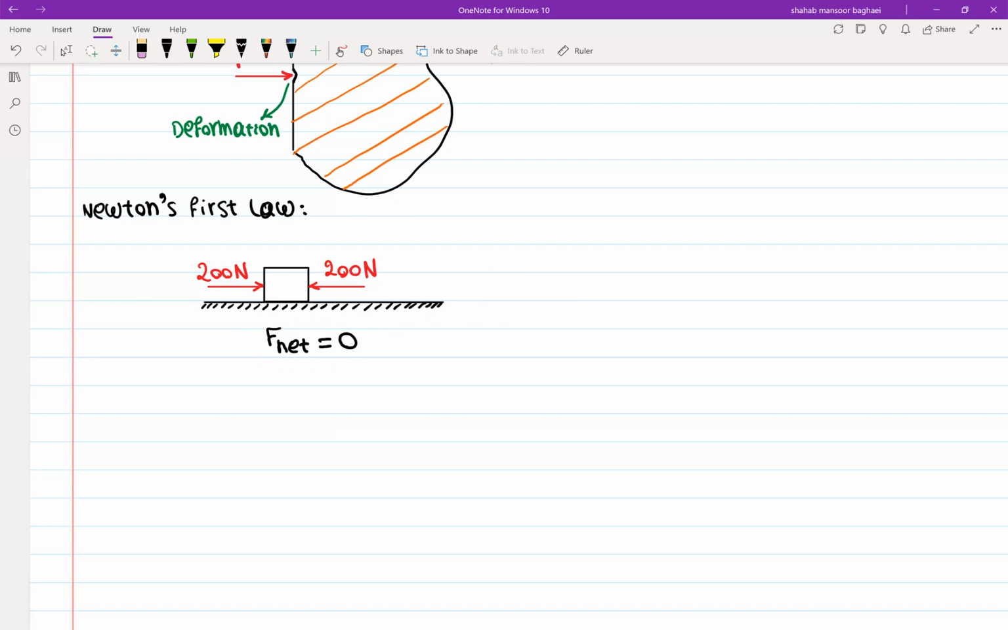Okay, let me repeat it. If there are no forces on your object, or net force is zero, like this figure, that object has either equilibrium or constant velocity. This is the definition of first law. It is called Newton's first law.